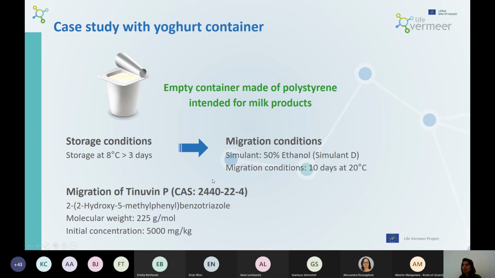The compound in which we are interested for this case study is Tinuvin P. You can see here the CAS number and the name of the compound, together with the molecular weight and the initial concentration. The initial concentration of this compound in the polystyrene container is 5,000 milligrams per kilogram.